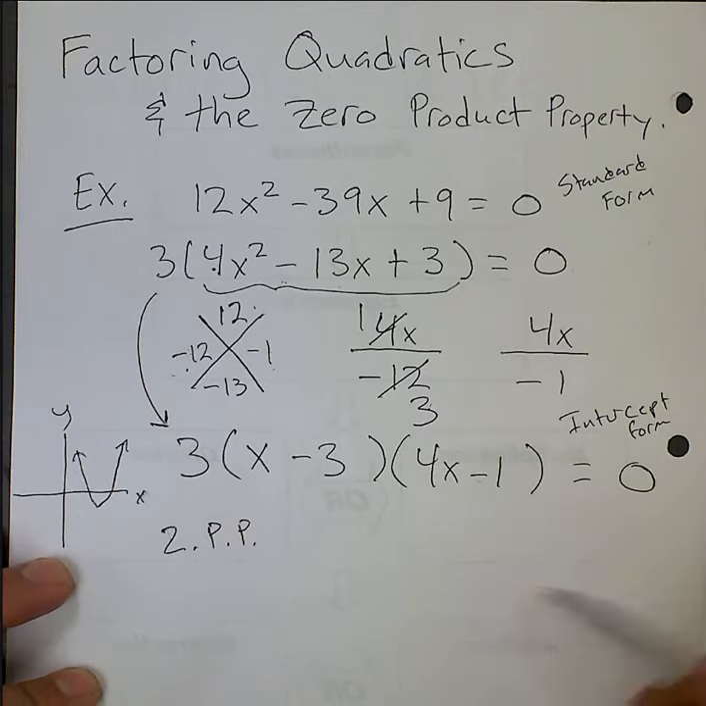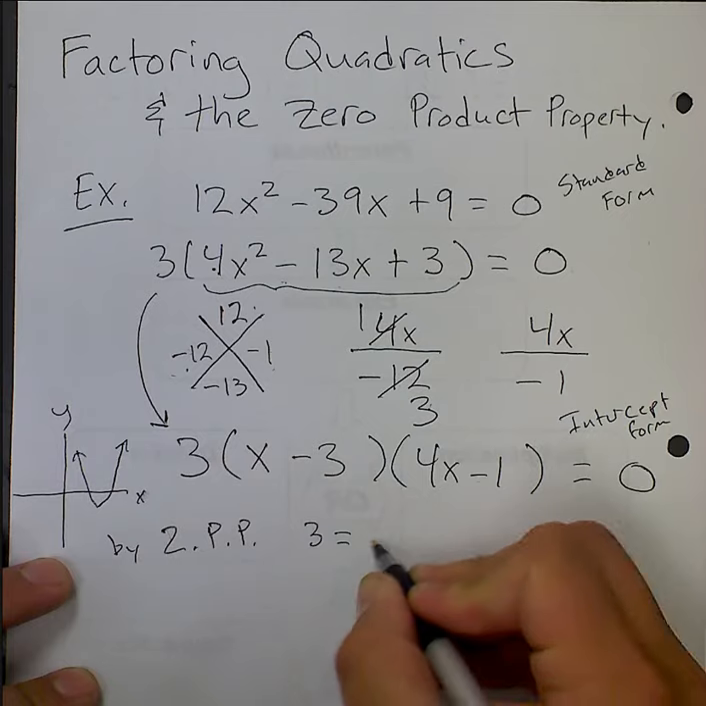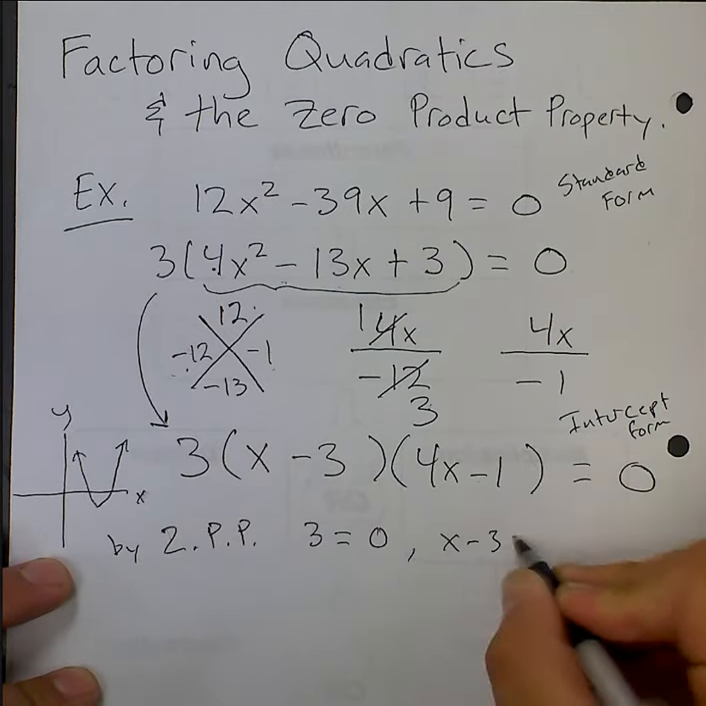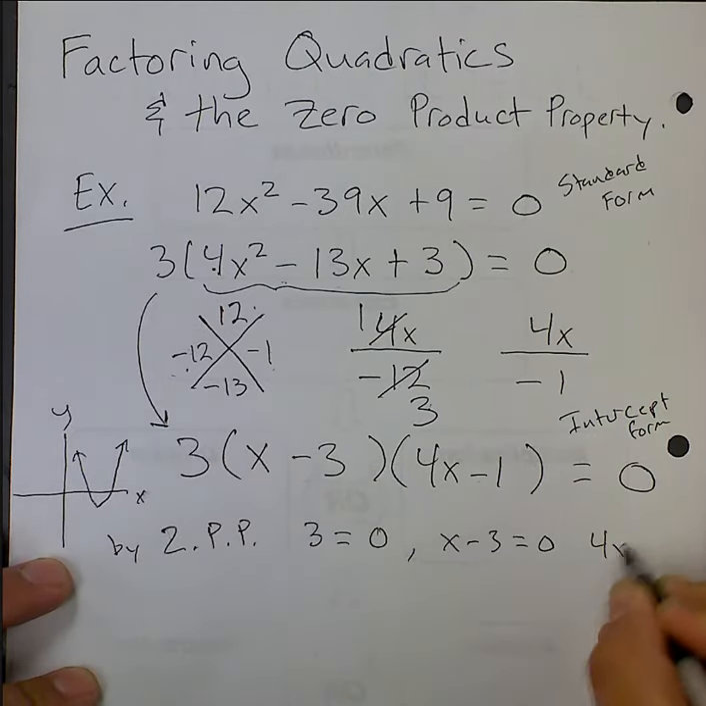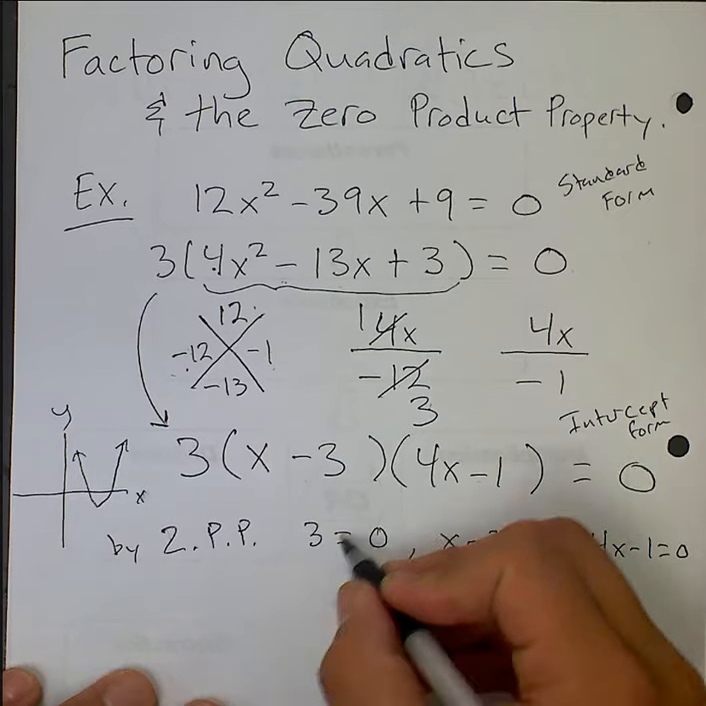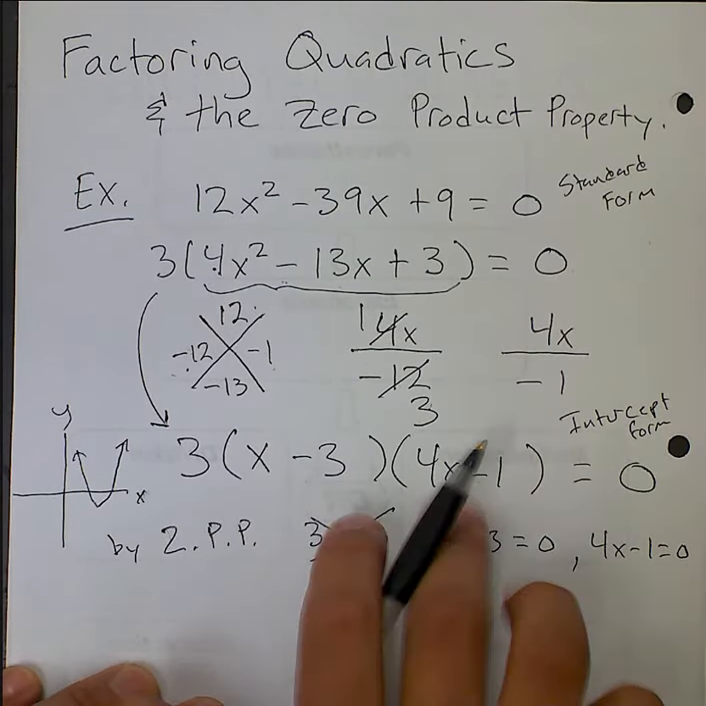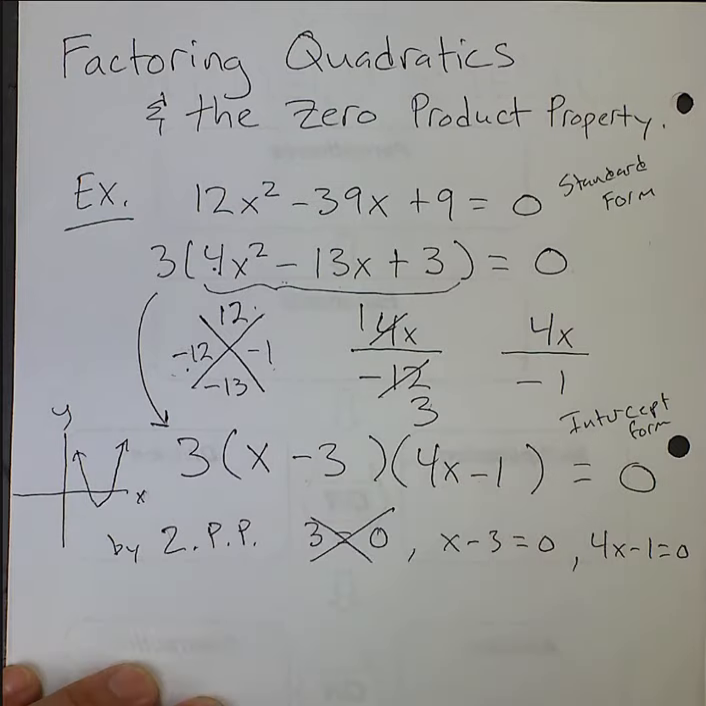By ZPP, you have to say 3 is equal to 0, x minus 3 is equal to 0, and 4x minus 1 is equal to 0. The first one's pretty obvious: 3 equals 0 is not true, so we can just cross that out. That's not where our zeros are. But our zeros can lie in these two quantities, x minus 3 and 4x minus 1. Let's figure out what x makes these equal to 0.